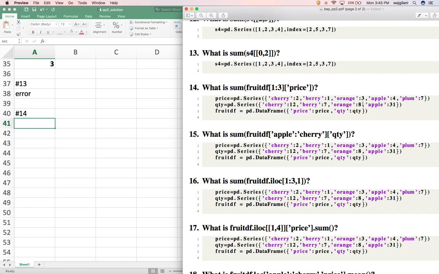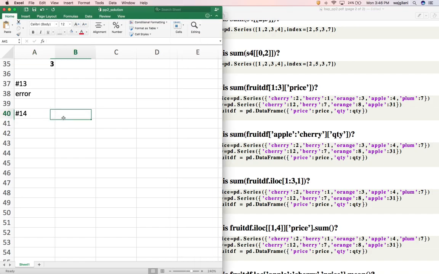Are these indexes 100% exact? Cherry is first here. That is exact. Berry is second here, and berry is second there. Exact. Orange is third here, orange is third there. Exact. Apple here is fourth, apple there is fourth. Perfect. Plum is fifth. There's no plum in the other. That's not exact. Therefore, the indexes from these two series are not 100% exactly the same. By exactly the same, I mean the same values in the same order. Therefore, when you create this table, it'll be put in alphabetical order.